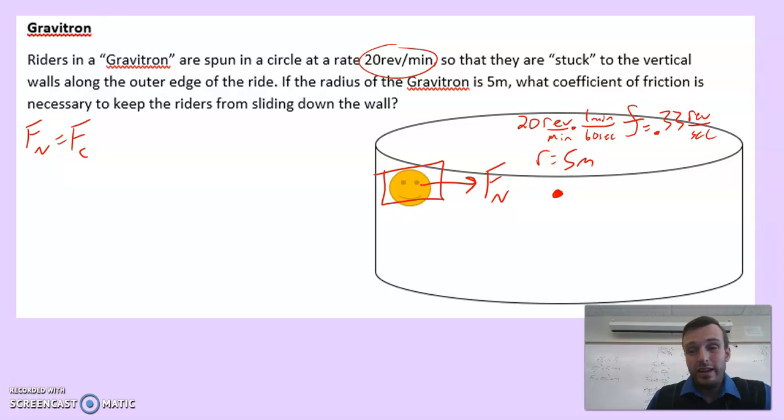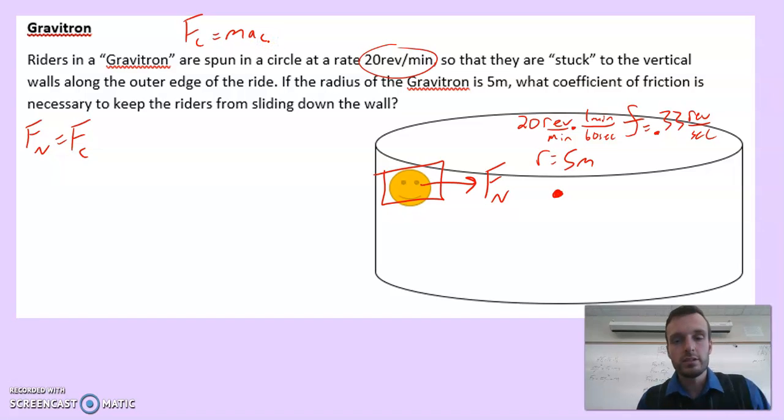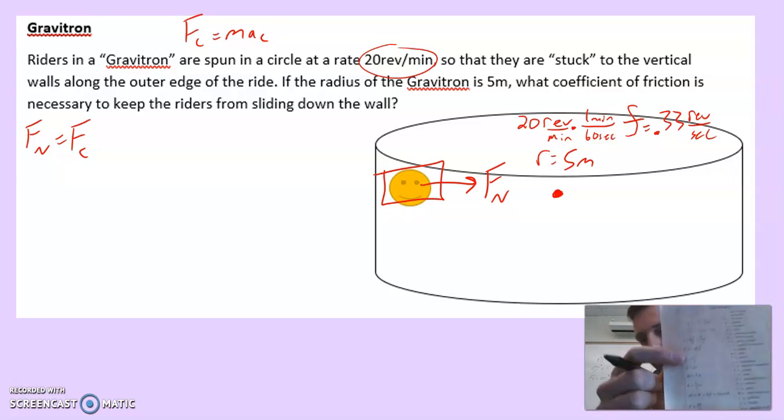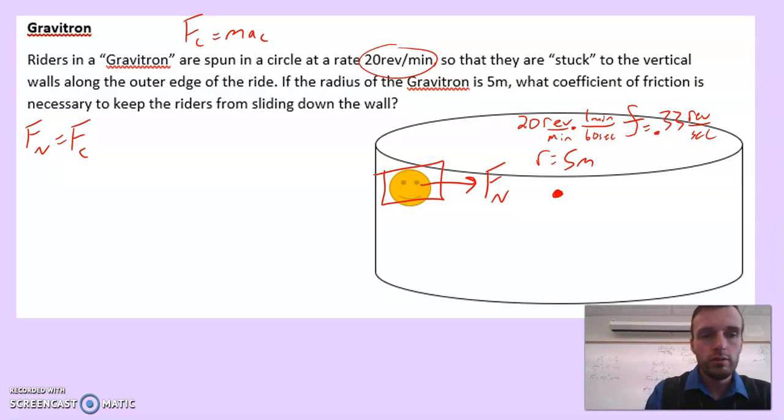So here's where we're going to get a little fancy. Let's take a look. Fc is equal to m a c. We talked about this in the previous lesson. If you go in your equation sheet, right under the friction equation, there's the equation for acceleration. It says v squared over r.